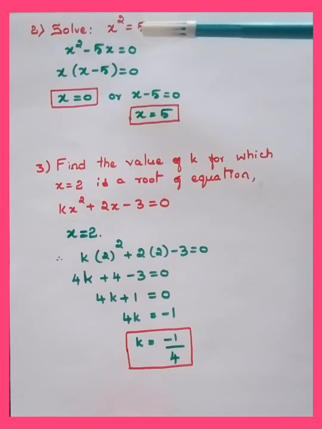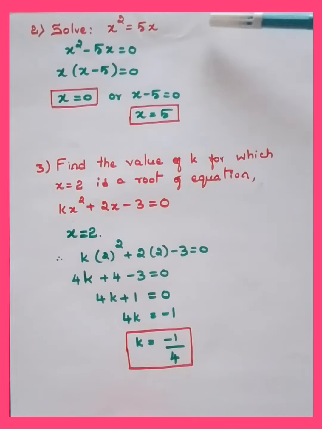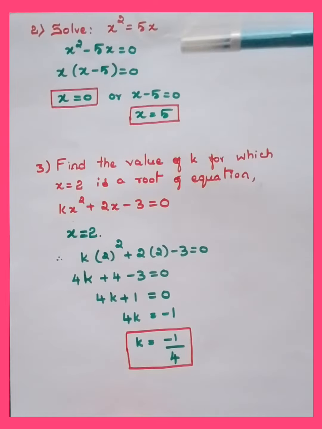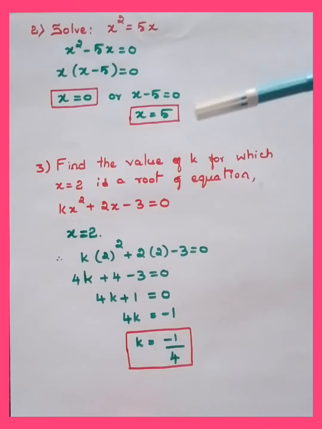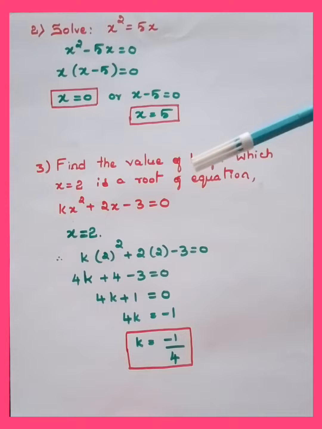Sometimes they may give multiple choice questions. If x square is equal to 5x, the values of x are 0, 5 or 0, minus 5. Some different values will be given. So hence we can find out the values and get the answer. We shall move to the next one.